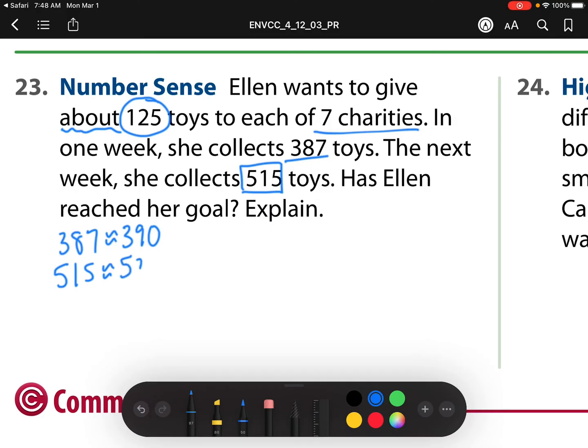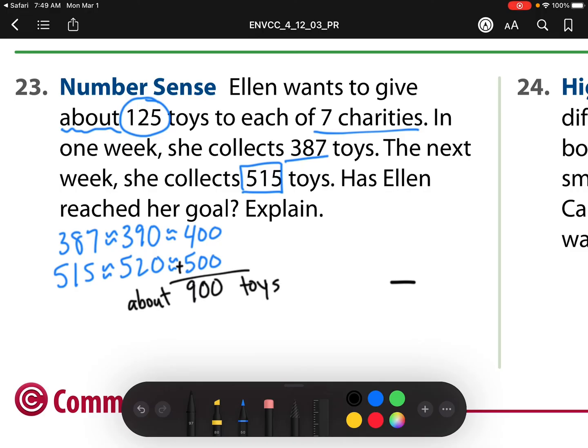That's about 520. Now, what we could do if we wanted, we could also say this was about 400, because those are even easier numbers to work with. And this is about 500. So we could do either one of those for about. Let's use this one because honestly, 400 and 500, that's much easier to work with. So that's going to be about 900 toys. So she got about 900 toys.